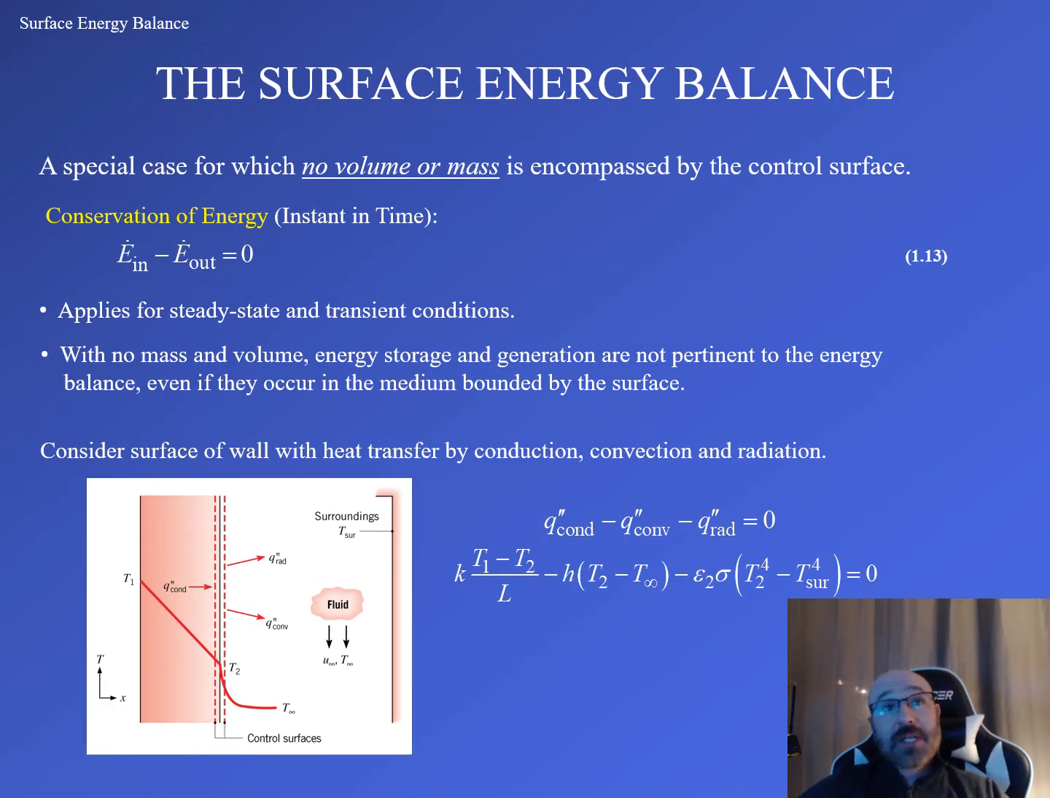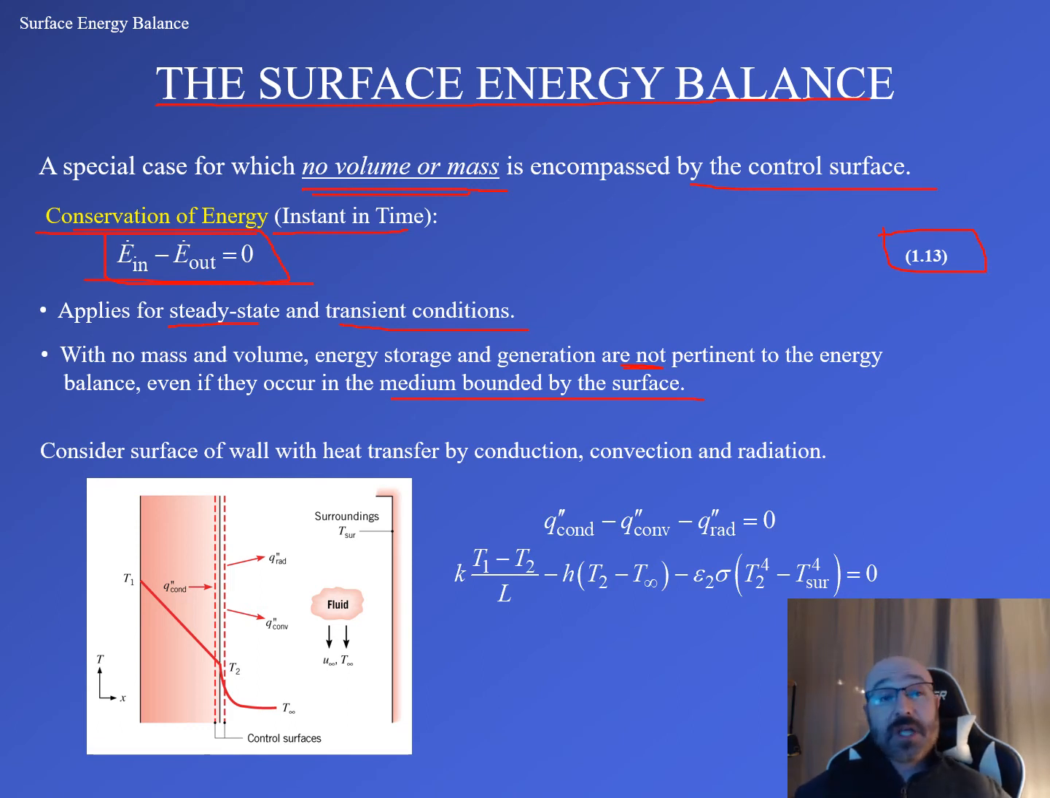So the next topic I want to take a look at here is the surface energy balance. Now this is a special case for which no volume or mass is encompassed by the control surface. So this brings us to our conservation of energy equation. For an instant in time, relating back to equation 1.13 in our textbook, we have the relationship that our E dot in minus our E dot out is going to be equal to 0 under our conservation of energy. Now this is going to apply for steady state and transient conditions. Now with no mass and volume, energy storage and generation are not permitted in the energy balance, even if they occur in a medium bounded by the surface.